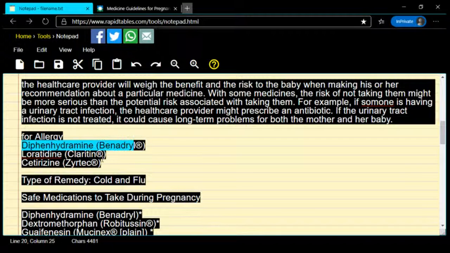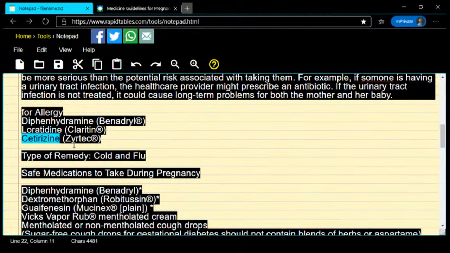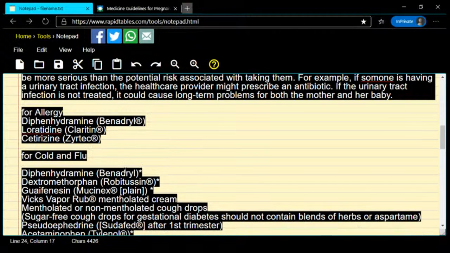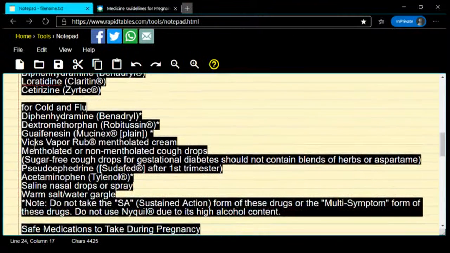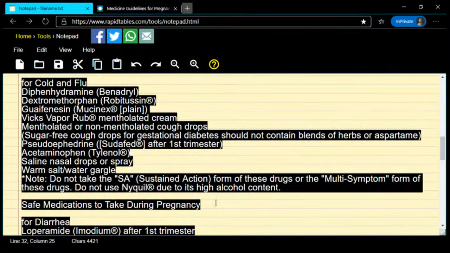Diphenhydramine, Benadryl, loratadine, Claritin, cetirizine, Zyrtec, or cold and flu. We have these, all medications used for cold and flu. These tabs are not necessary. We will be deleting them shortly.